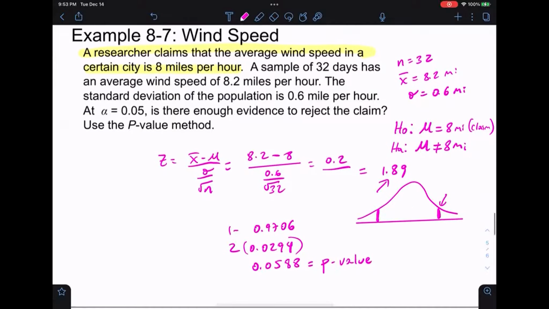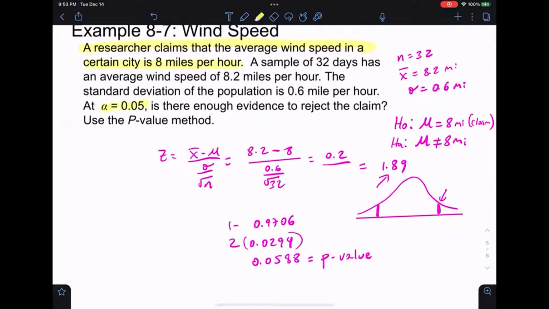Okay, so this is your p-value. In this case, your p-value is more than your significance level. Before, we said when the p-value is less than alpha, we reject the null. When the p-value is greater than alpha, we fail to reject. Because this time the p-value is greater than alpha, we cannot reject the null. So we fail to reject.